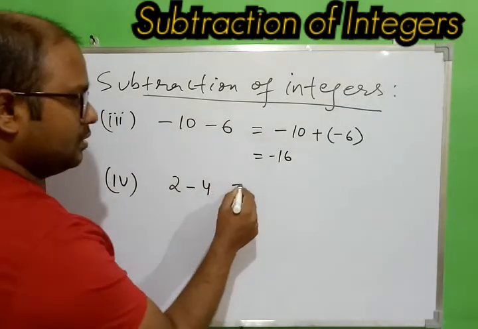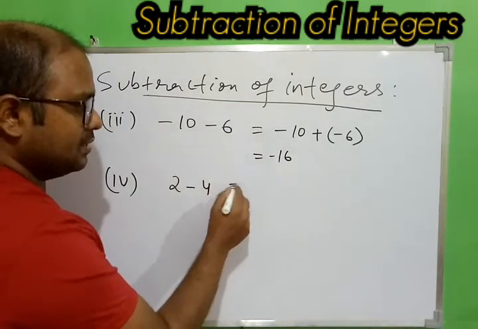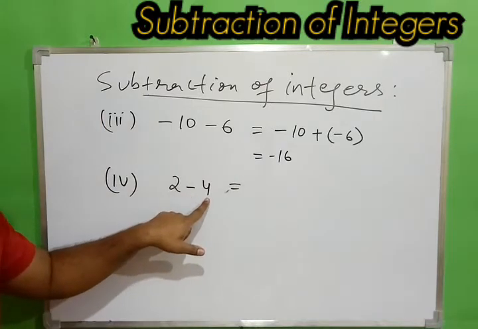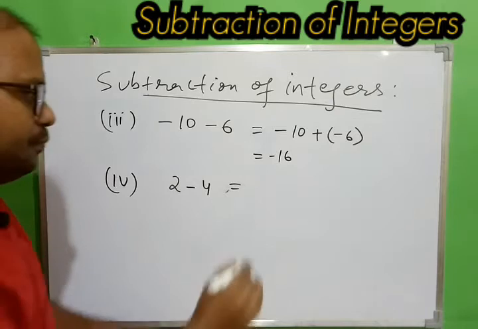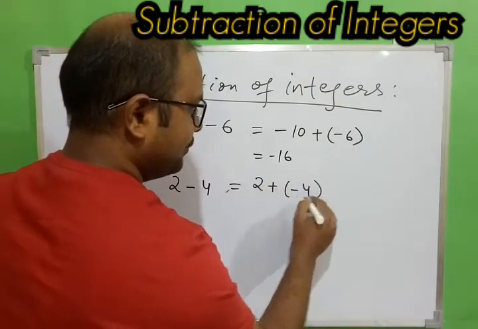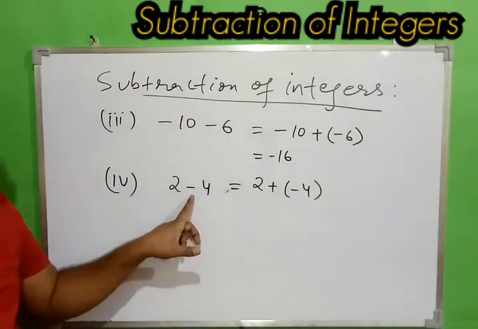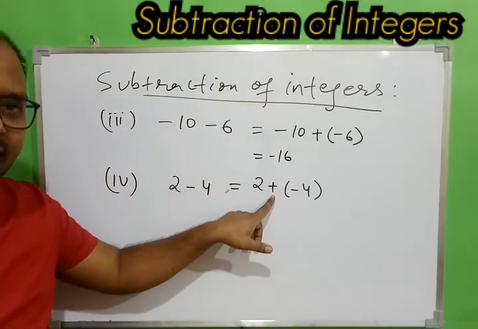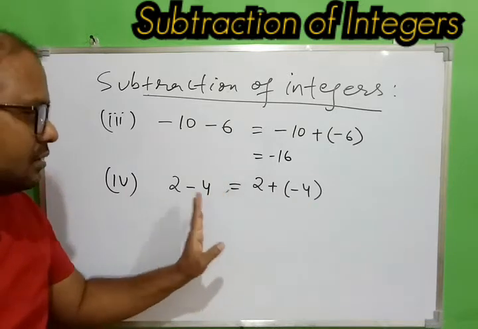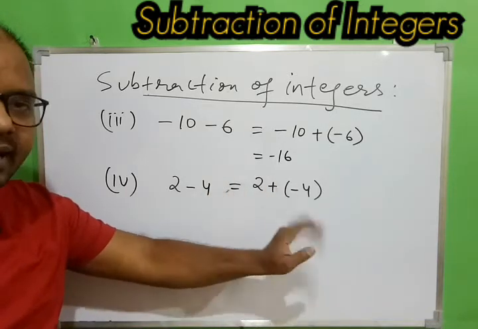Okay, so again we have to replace this subtraction with the addition sign. So what is to be done? 4 should be replaced by minus 4. So what will be done? 2 plus minus 4. Subtraction is replaced by addition. 4 is replaced by minus 4. That is additive inverse of 4 we are taking now, that is minus 4.